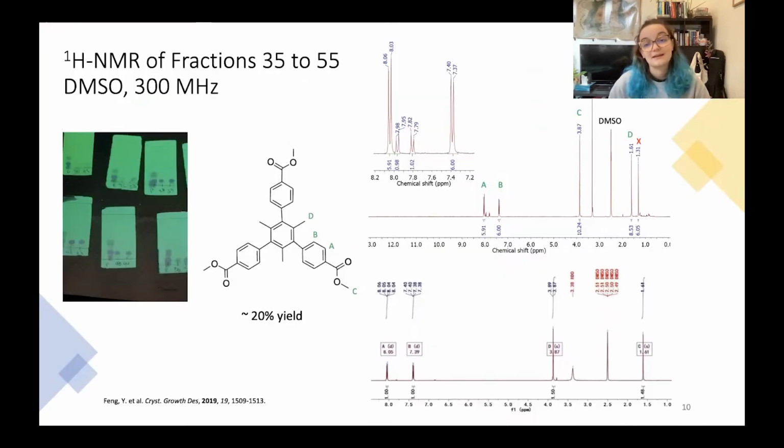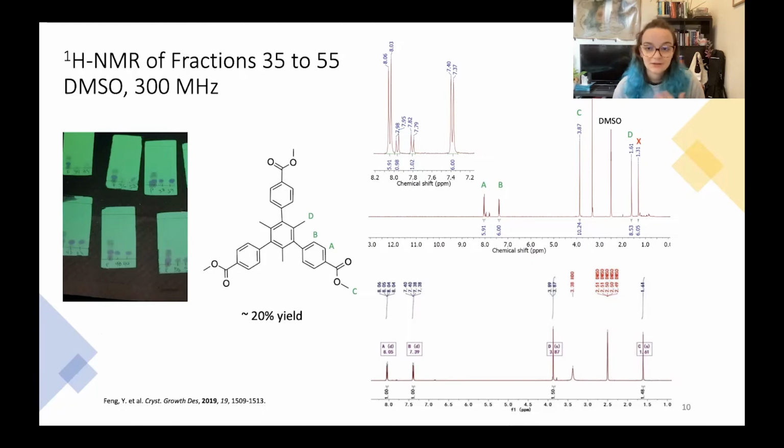We also ran an NMR of those fractions. So in this case, 35 to 55 in DMSO at 300 megahertz to yield the top spectrum. The bottom spectrum is from the initially published paper. And so you can see a lot of happily associated peaks. So we can definitely see that we did manage to get the product that we were hoping.